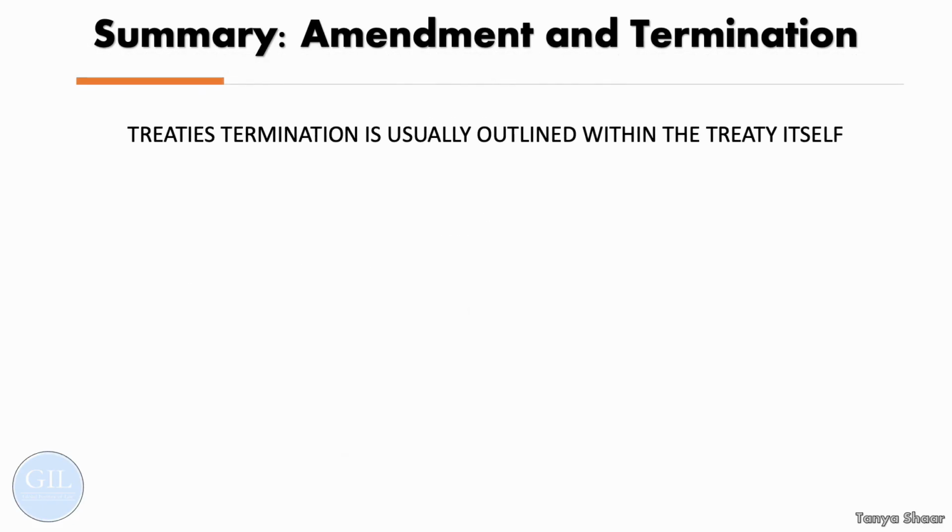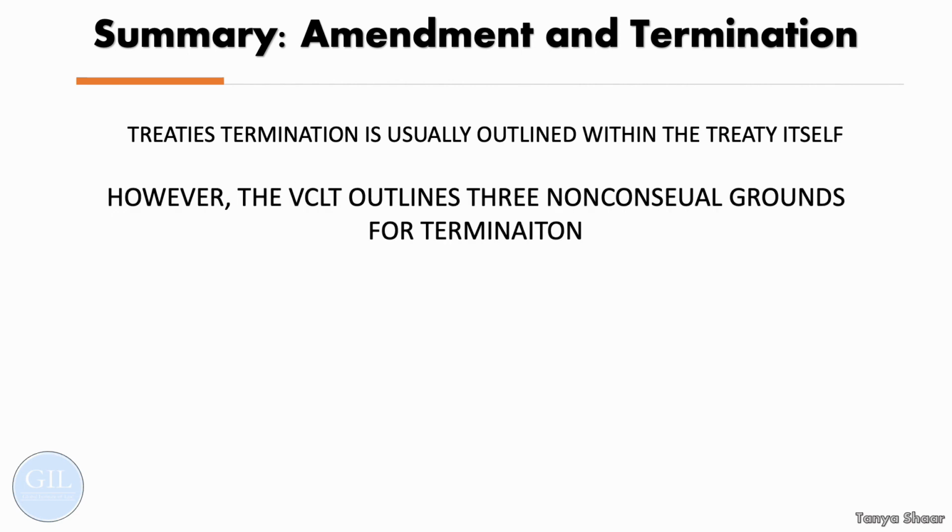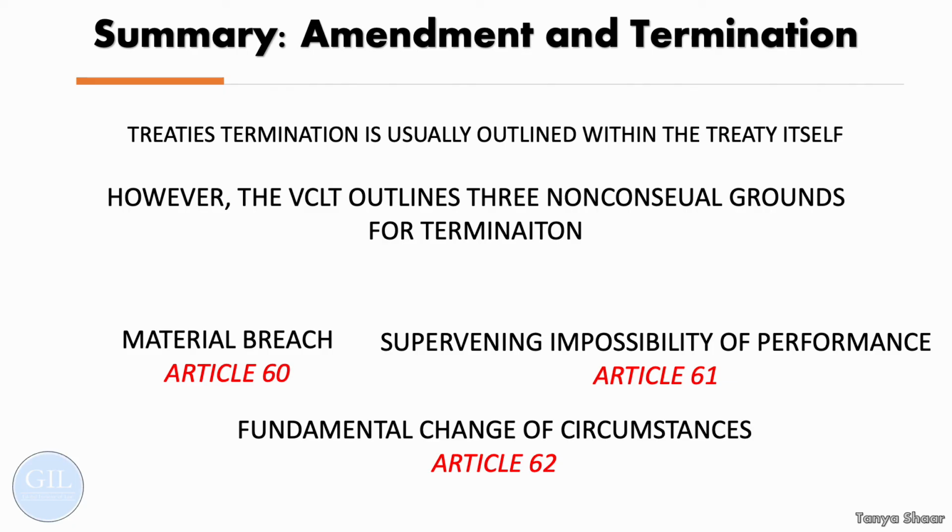So in summary, when it comes to the amendment and termination of treaties, it is usually outlined within the treaty itself. But the VCLT has put forward three non-consensual grounds for termination. These are material breach, supervening impossibility of performance, and fundamental change of circumstances. And as we have seen, while these three non-consensual grounds for termination may seem broad, in reality their scope has been considerably narrowed in practice, and the termination of a treaty on non-consensual grounds is extremely difficult.